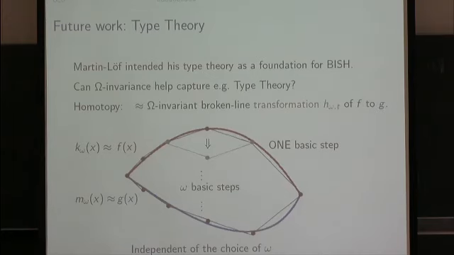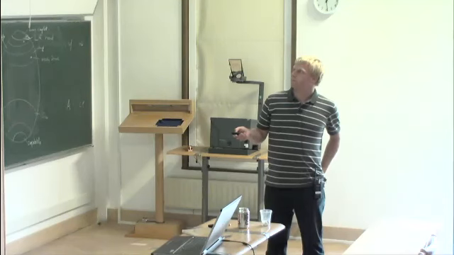And then, so what is a homotopy? It's actually, I think, an omega invariant broken line transformation. And in that sense, if homotopy is basic for Martin-Löf type theory, then omega invariance is basic in essentially the same way. Of course, this is speculative. I'm about to try to do some philosophy, if I have one more minute.